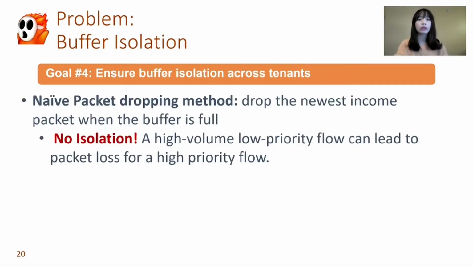The last goal we want to achieve is buffer isolation. PIFO scheduling cannot offer any control over the buffer allocation. With a traditional packet dropping policy, the NIC will always drop the newest incoming packet when the buffer is full. So it is possible that some high-volume, low-priority flow takes over most of the on-chip buffer space, and when a high-priority packet comes in, the NIC will drop this high-priority packet. With this naive packet dropping method, we cannot ensure buffer isolation.